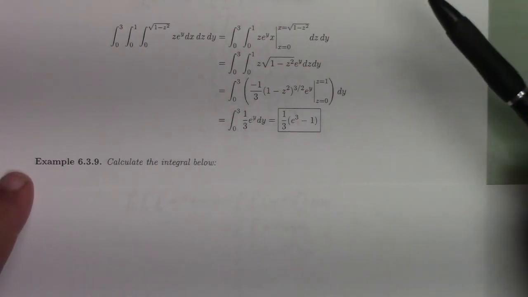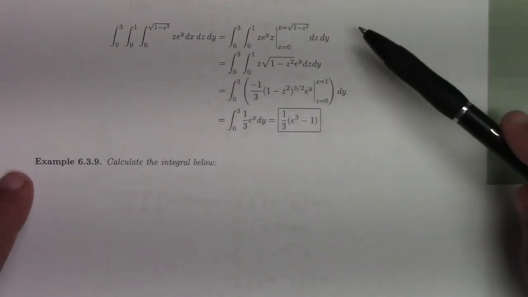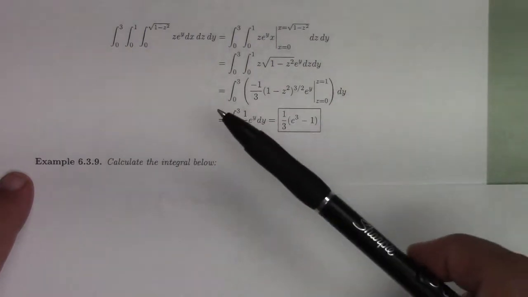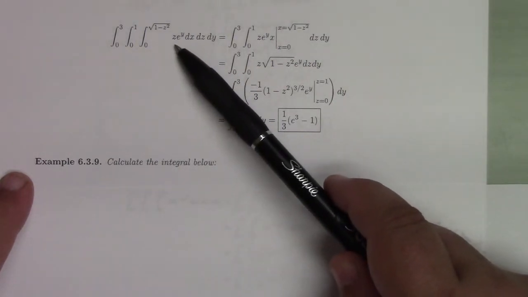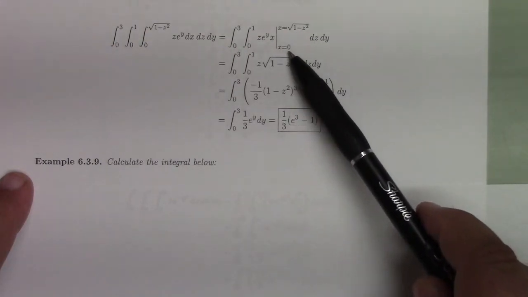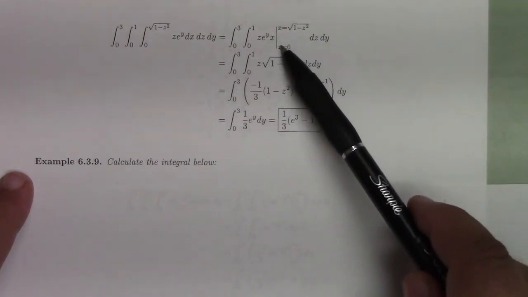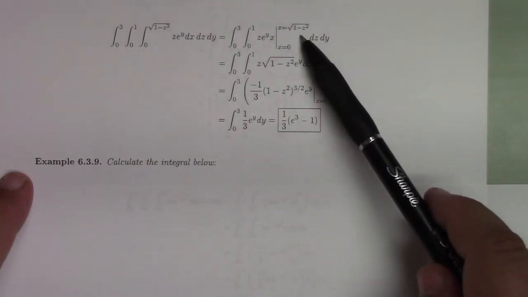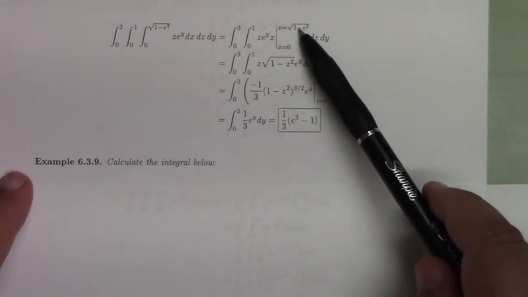This one here, I just want to illustrate the evaluation bar idea. Basically, I integrate x first, so I get xz to the y, and we go from x equal to that to x equal to 0. So that gives me this, so the x equal to 0 does nothing, and x equal to the square root of 1 minus z squared just replaces x with that.